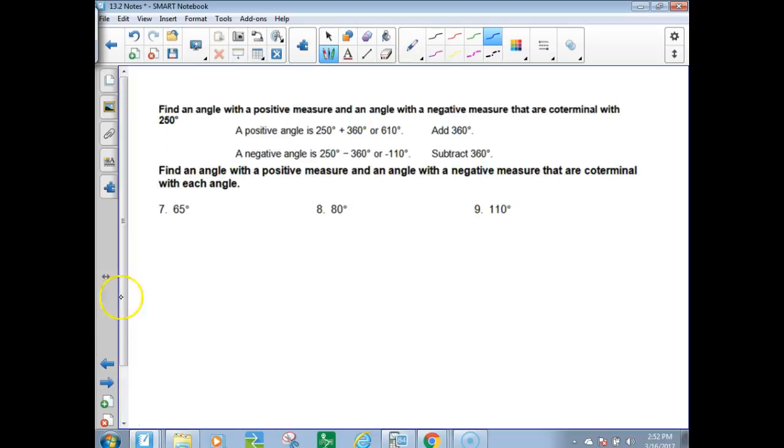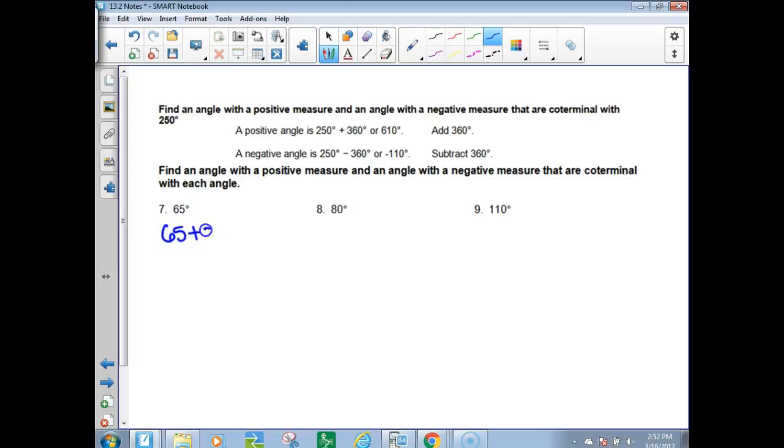All right, now we're going to find an angle with a positive measure and an angle with a negative measure that are coterminal with 250 degrees. Once around, 360. So you add 360 and you subtract 360 from the angle you're given, and that'll give you one that's going to land in the same spot. So if I have a 65-degree angle, I'm going to find an angle with a positive and one that's negative. So sometimes you have to keep going till you get one of each.